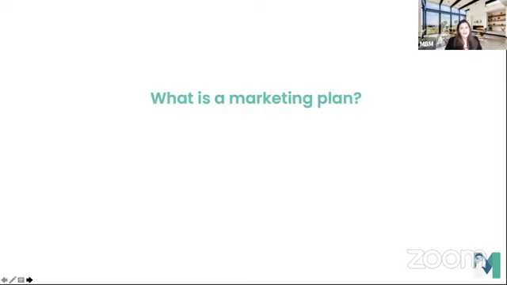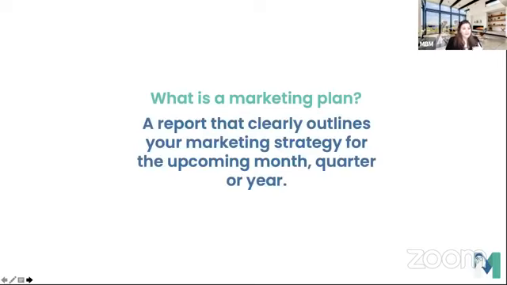So what exactly is a marketing plan? It is a report that clearly outlines your strategy for the month, the quarter, the year, whatever suits you. I've done stuff month by month. I've done stuff by quarter. I've done stuff by year. It all depends on how you run your business. There is not necessarily a right answer. The right answer is just having a plan, right?